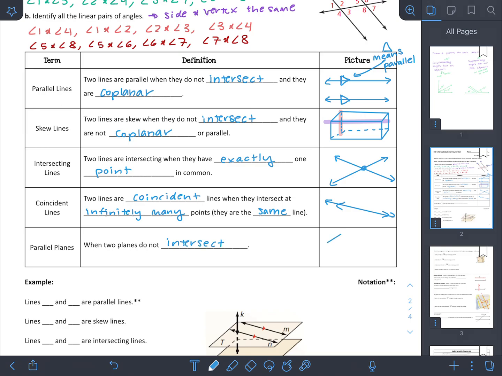So literally you have a plane, and remember how we draw planes, they're sort of off to the side. You have one plane and then it's like hovering over another plane. So like the floor and the ceiling are an example of planes that do not intersect because they don't run into each other. So something like that for that picture.